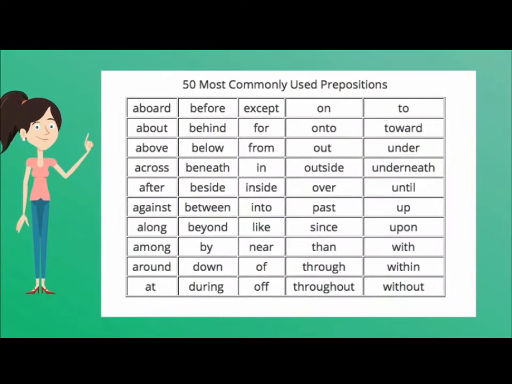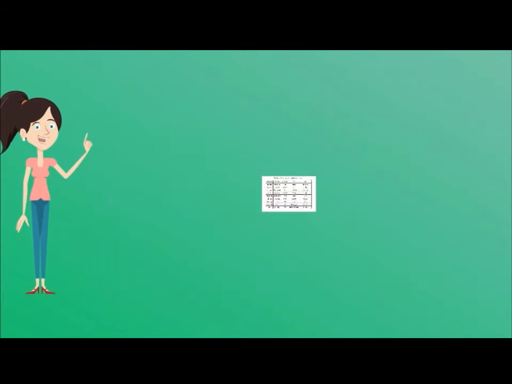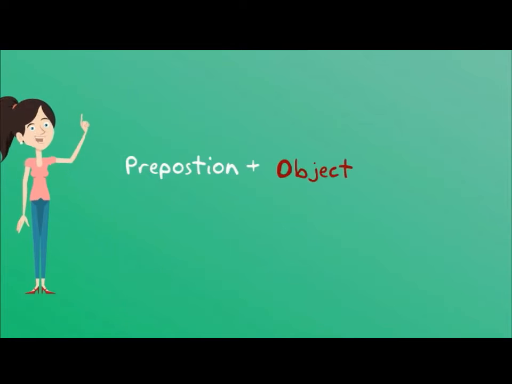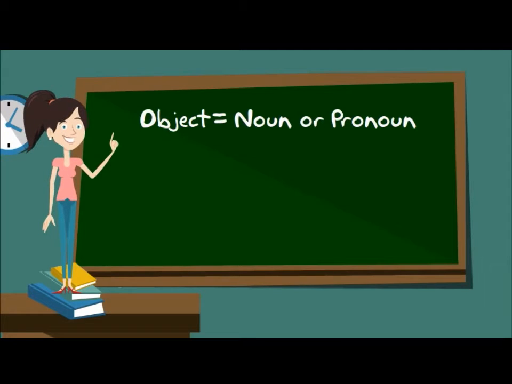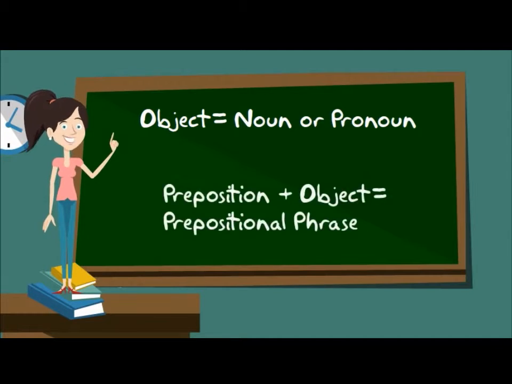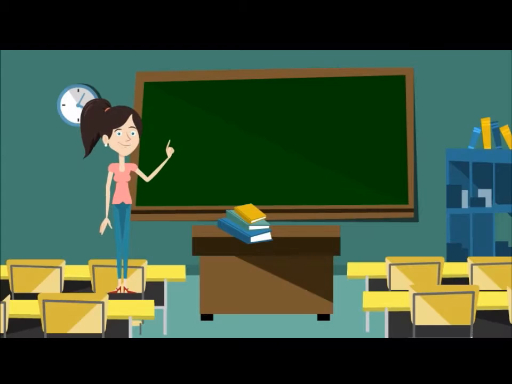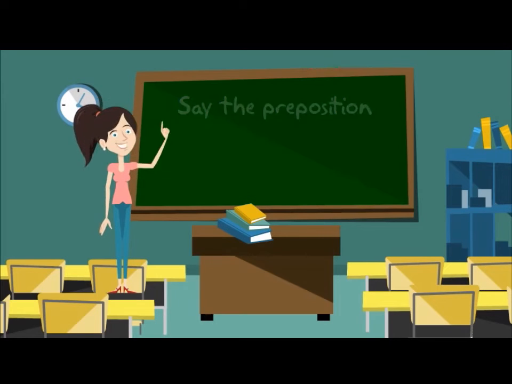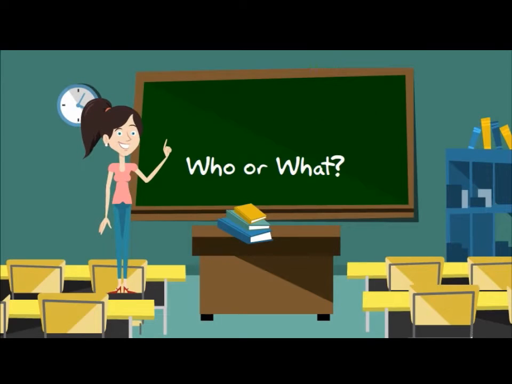Okay, let's learn about prepositions. After memorizing the most commonly used prepositions, then you can begin looking for the object that follows. This is always a noun or a pronoun. The group of words will create a prepositional phrase. A great way to find the object is to say the preposition aloud and ask who or what.